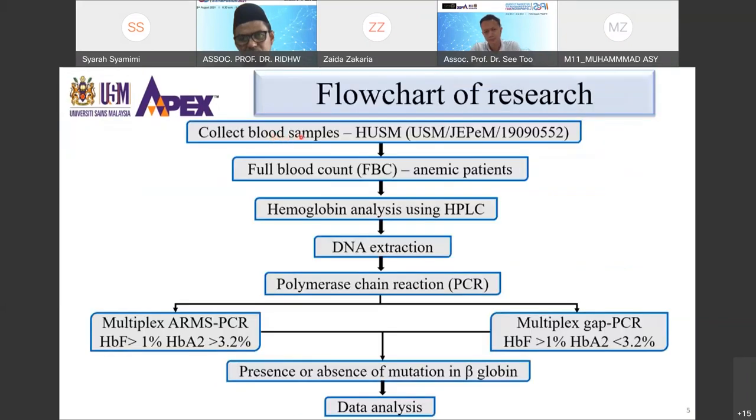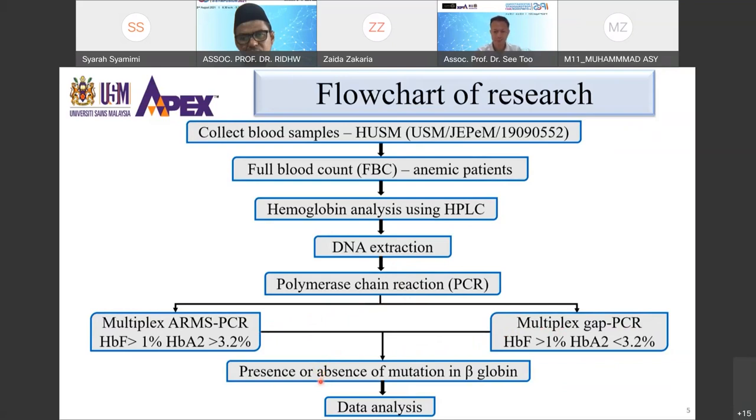Okay, next we move on to the flow chart of research. So we start with collecting blood samples at the HUSM and full blood count to detect the anemic patient, and hemoglobin analysis using the HPLC. Both steps are important to continue to the molecular diagnosis, which is DNA extraction and also the PCR. In the PCR, we have two PCRs using conventional PCR, which are the ARMS PCR and also the gap PCR. So we will detect the presence or absence of mutation in the beta globin gene.